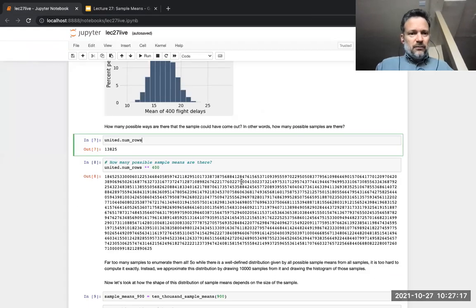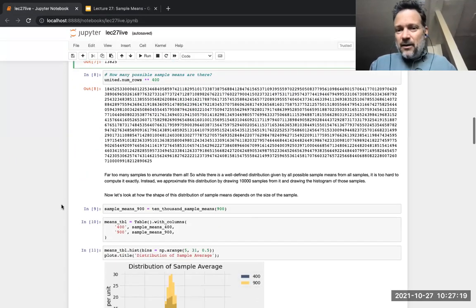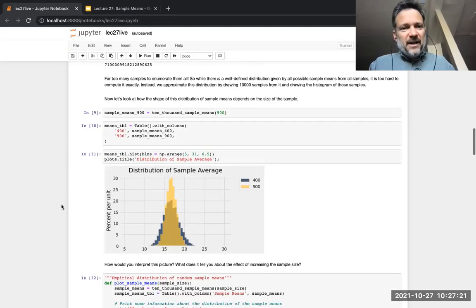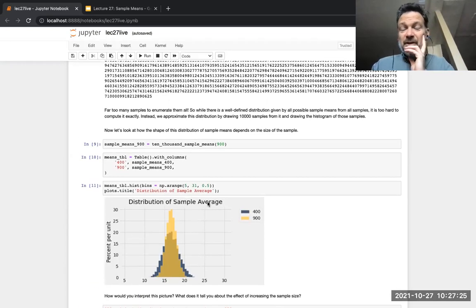Okay, so let's look at that. Just a recap of what we did on Monday. We took samples of different sizes and we computed the distribution of the sample mean for those different size samples. So here I plotted an overlaid histogram where I did this experiment twice, once with samples of size 400 and once with samples of size 900.